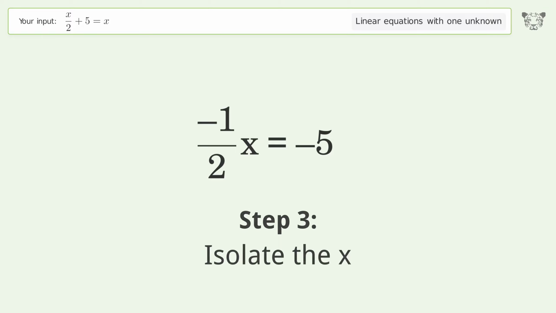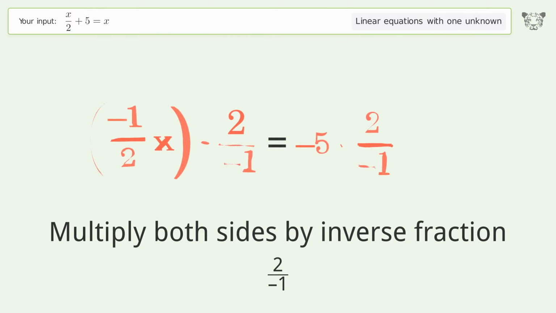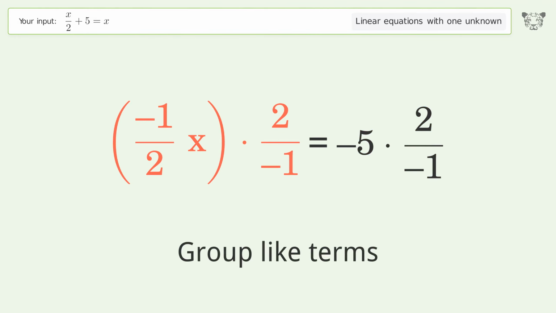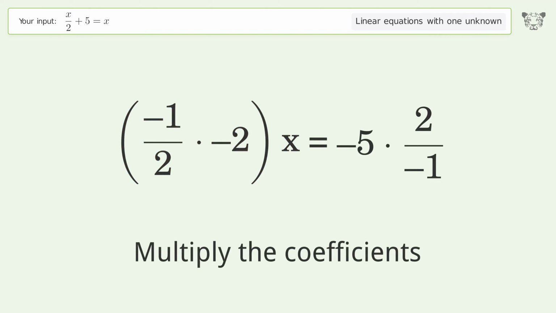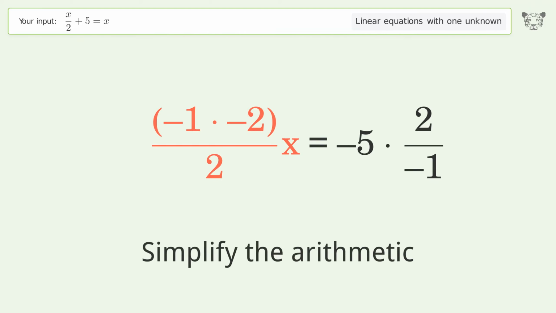Isolate the x. Multiply both sides by the inverse fraction, 2 over -1. Group like terms. Multiply the coefficients. Simplify the arithmetic.